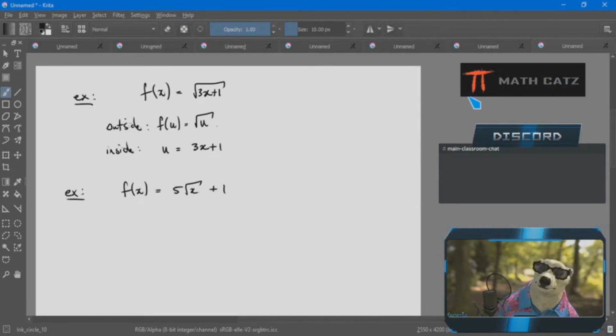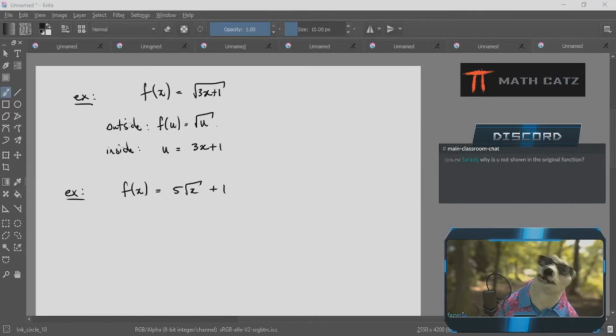Sometimes it's more obvious that I have a function of a function situation. Sometimes it's less obvious. Sometimes I have an option whether I want to see it as a function of a function or not. Let's suppose I want to see it as a function of a function. Now, what are my options? What could the inside function be?